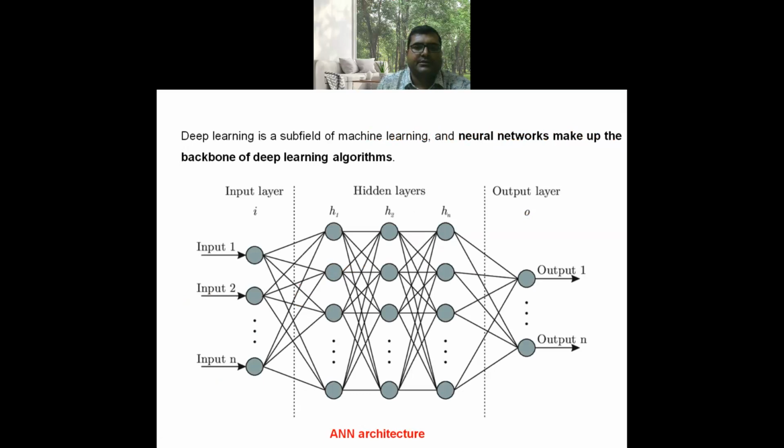Now here you can observe the basic architecture of an artificial neural network. It consists of input layer, hidden layer, and output layer. Here, to classify some data, the data is to be applied at the input, and the classified output you will get at the output layer.